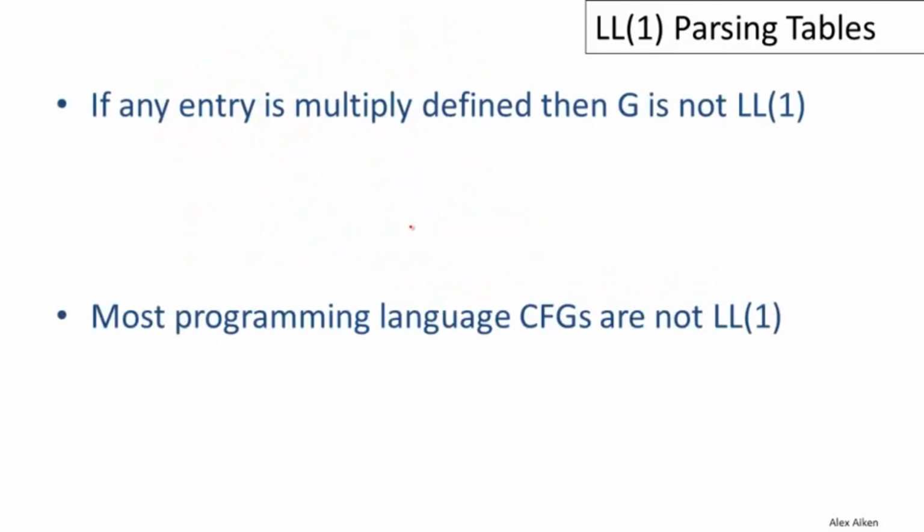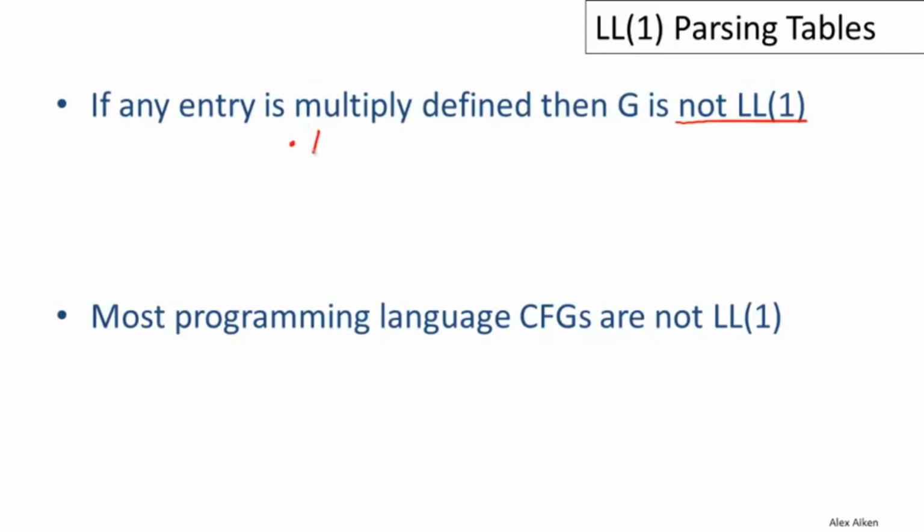So as we just said, if any entry is multiply defined in the parsing table, then the grammar is not LL1. And in fact, this is the definition of an LL1 grammar. So the only way to be sure, or the mechanical way to check, that a grammar is LL1 is to build the LL1 parsing table and see if all the entries in the table are unique. Now, we do know that there are certain classes of grammars that are guaranteed not to be LL1.